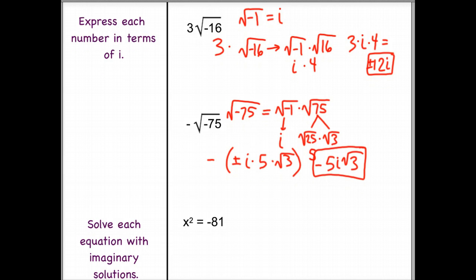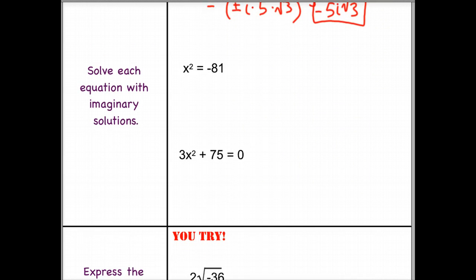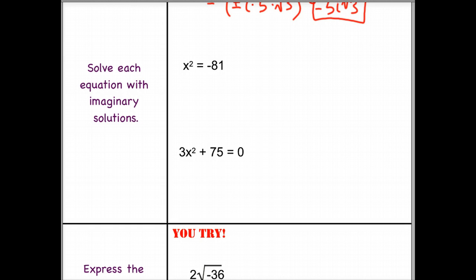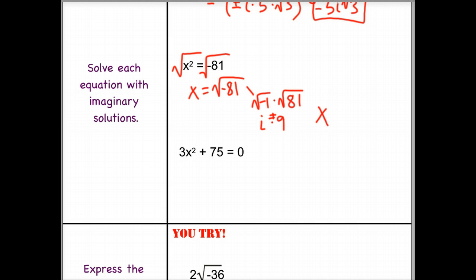So now we have another example here. Solve each equation with imaginary solutions. So now we're solving for x. What we want to do is square root both sides. And now we come into play with the square root of negative 81. And we can break this up as the square root of negative 1 times the square root of 81. And we know that the square root of negative 1 is i, and the square root of 81 is plus or minus 9. So now we have a little bit nicer of a number. We have x equals plus or minus 9 times i.